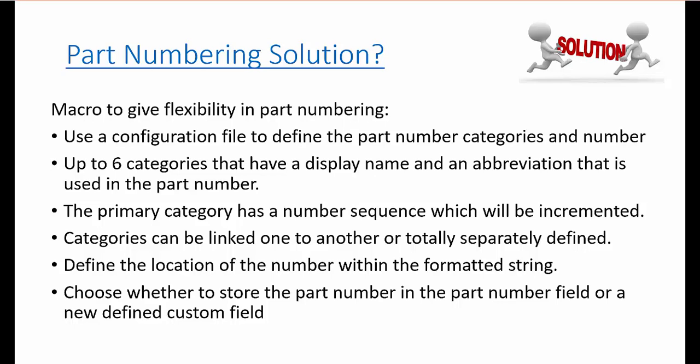The way I've set it up is that the primary category has a number sequence, which you can set to start anywhere. And as you create the part number, that will be incremented so that you're keeping each one unique. And then the categories can be linked to one another. So you could have the options on the first category. If you change that, it will change the options in the second one and possibly the third one as you go through and select. Or each of the categories can be totally unique from each other, so they'll be generated at the start and stay fixed, or you could have a combination of both.